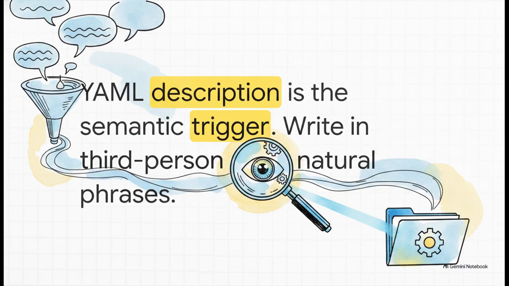Now here is the secret mechanic that makes skills so magical. Right at the top of that skill.md file, you place some YAML front matter with a name and a description. And that description, that is your semantic trigger. When your session starts, the agent only sees the metadata. You absolutely must write this description in the third person using the exact natural phrases you'd normally type out. If your prompt semantically matches that description, the agent handles the routing and loads the full instructions totally automatically. But a quick warning, if your description is vague, that skill is literally never going to trigger.